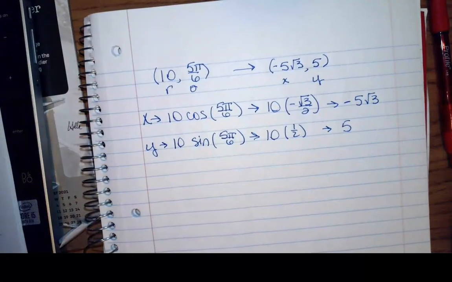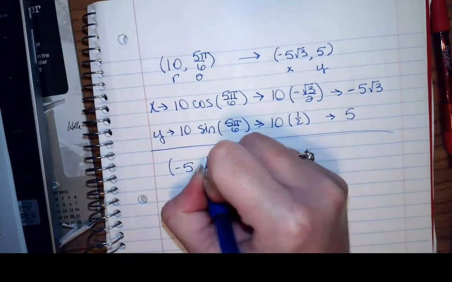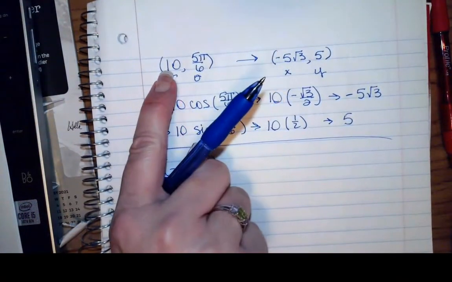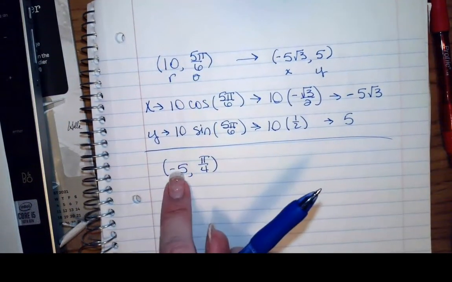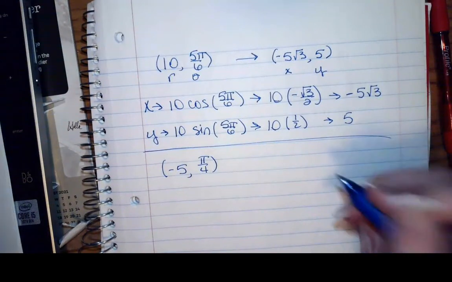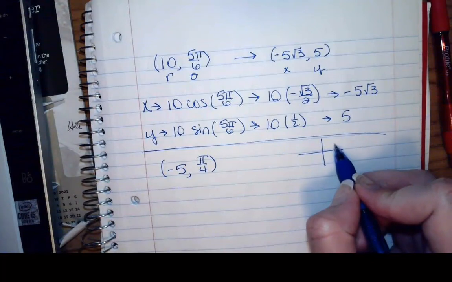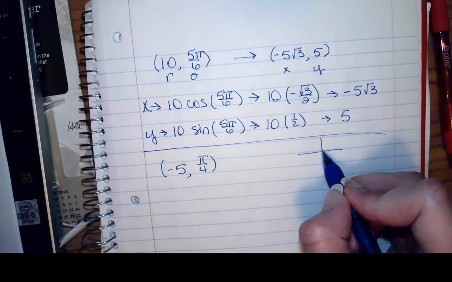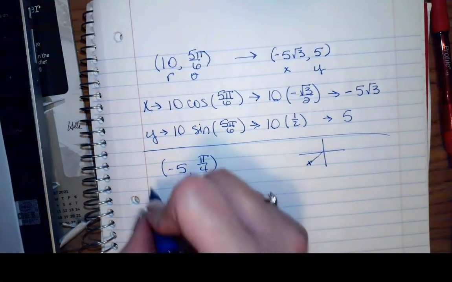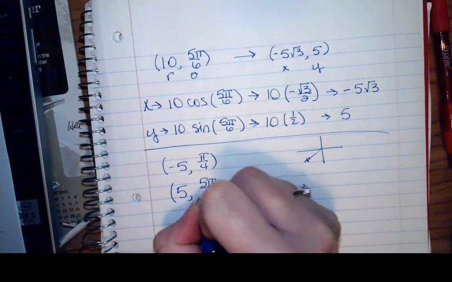So another one, I've got (-5, π/4). So I've got negative 5 at π/4, and this one is slightly different. In the last one, I had a positive radius and a positive angle measure. Well, now I've got a negative radius. So I should probably find the corresponding point, which means I would go out 5, swing up to π/4, and then slice through to 5π/4. So a corresponding point is (5, 5π/4).